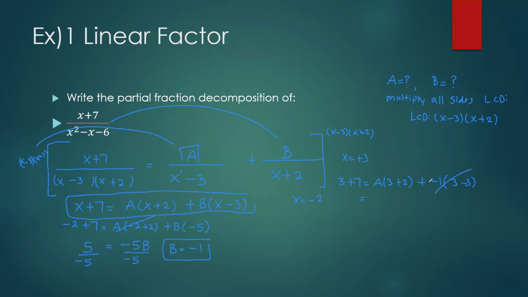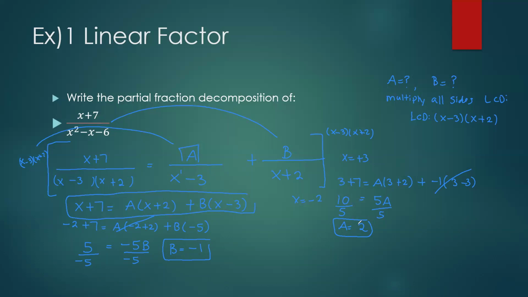So this cancels. 3 plus 2 is 5, so 5a. And then 7 plus 3 is 10, so 10 equals 5a. Solve for a, so you divide both sides by 5, and then you get a equals 2. 10 divided by 5 is 2. So a is 2, b is -1.